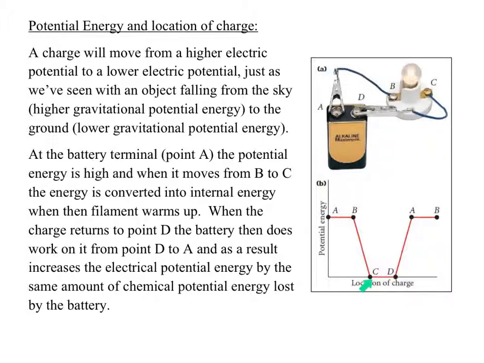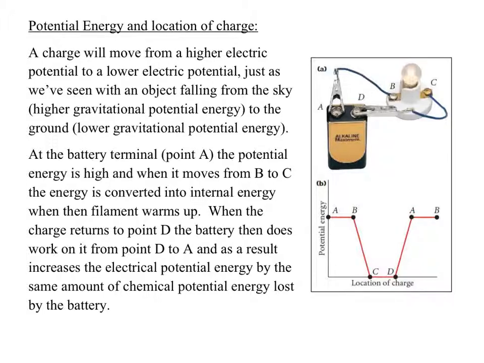Keep going, Jake. When the filament warms up. When the charge returns to point D, the battery then does work on it from point D to A, and as a result increases the electric potential energy by the same amount of chemical potential energy lost by the battery.